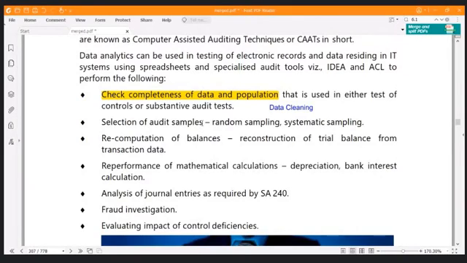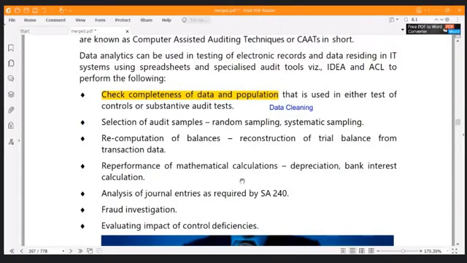Now we have cleaned the data, uploaded it, and then selected the samples. This is when the actual data analytics starts. First, recomputation of balances. If you are uploading a lot of ledgers, the system will automatically try to establish the actual trial balance that must have been generated by the accounting software. So if the TB that you uploaded and the TB that this audit software has generated are not matching, then the audit software will throw some errors and say these are the mismatches or these are the mistakes that have been identified.